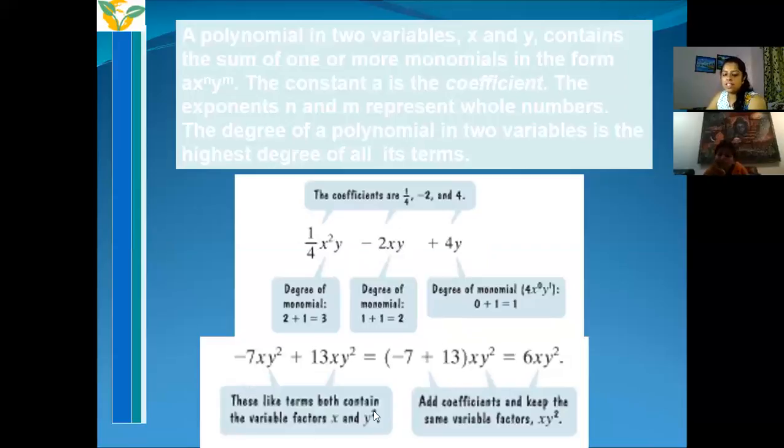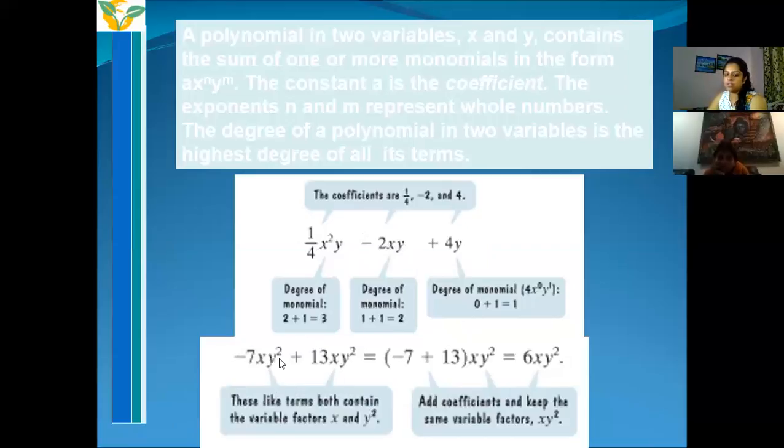Now see the expression I've given you here, minus 7xy square plus 13xy square. Yes, we can add here. Why can we add? Because they both are what? Like terms. Because xy square, correct? And the degree of the monomial is what? 3 here, correct? You cannot write 1.